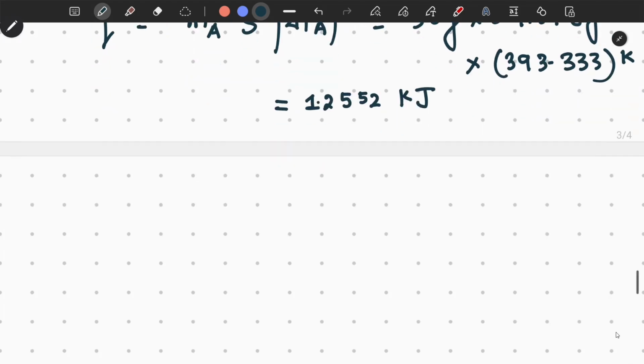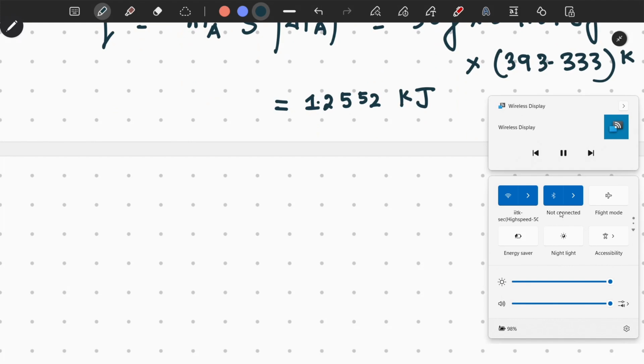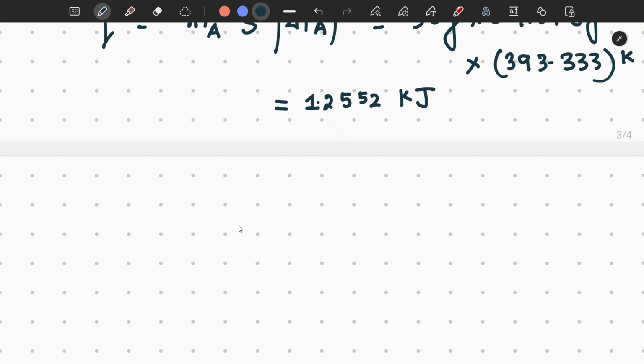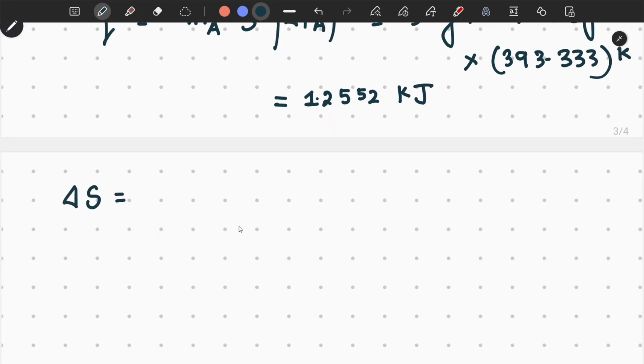Now you have to calculate the entropy. This part is new, but you know how to calculate entropy: Q reversible by T. But there was a formula, NCV ln T2 by T1 plus NR ln V2 by V1. This formula is there, but here only the temperature is changing, so you have to understand whether it is a constant volume process or a constant pressure process. It is isolated, but there are both formulas.